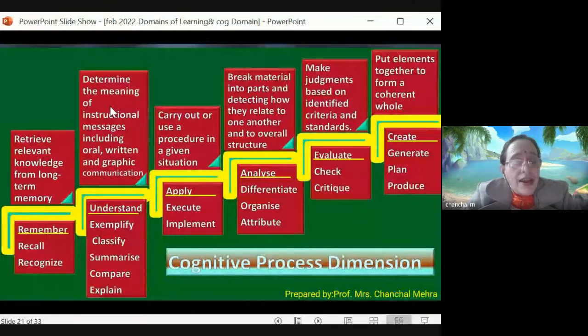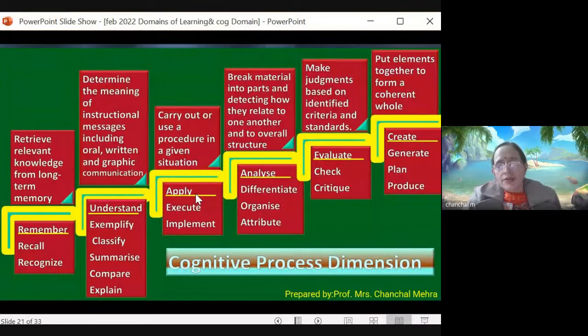The next one is the apply stage, and this is where we want the skills to be developed in the students. By application, we mean that the student needs to carry out a procedure in a given situation. And this situation must be different from what the teacher has taught in the class. That is, he must be able to understand, and now he has to apply that particular thing in a given new situation. That is, either he has to execute something or he has to implement the things and apply those things.